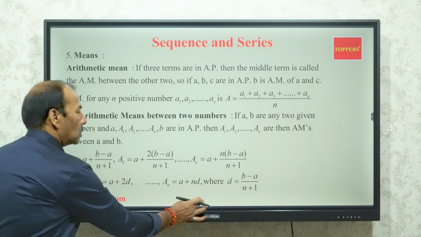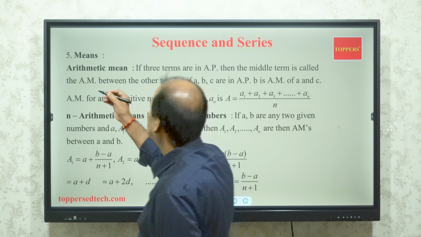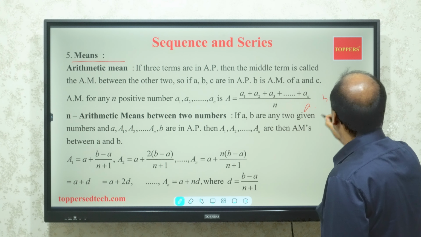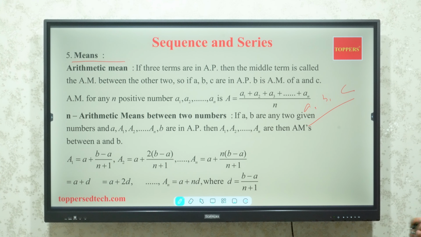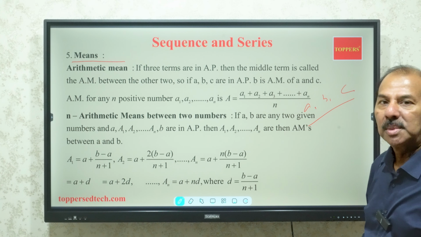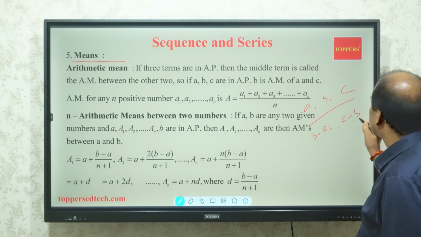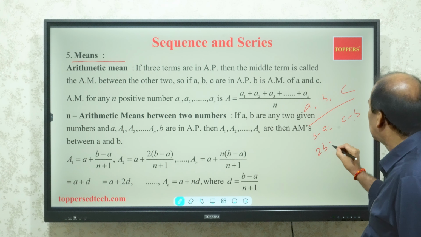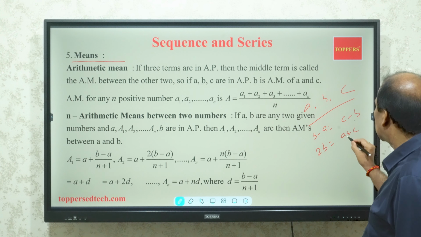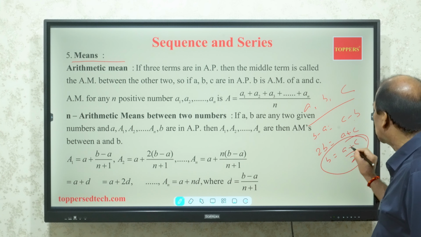Now let us see these means: arithmetic means, geometric means, and harmonic means. In general we call them means. Suppose a, b and c are in arithmetic progression. The common difference between these two and these two is the same, because that is the feature of arithmetic progression. So b minus a equals c minus b. From this you get twice b is equal to a plus c. So b is equal to a plus c by 2.